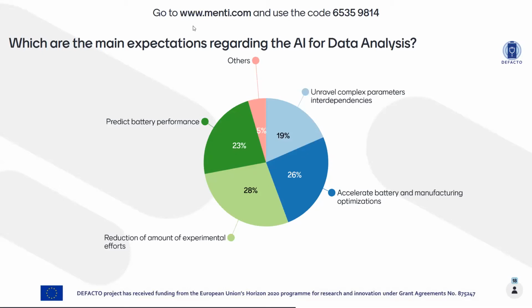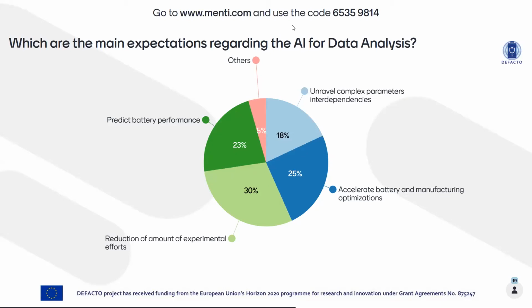Others, I mean, it's interesting. Maybe for the people who chose others, you can write in the chat the kind of applications and expectations you are looking for. I would say another application is definitely battery recyclability, right? I mean, to make a selection of the batteries once they have been used, that you can use in a second life application. There are a couple of papers reporting this kind of machine learning application. But definitely, unraveling complex parameter interdependencies is, I would say, one pillar, right? Because machine learning is very powerful for dealing with multidimensional data sets.